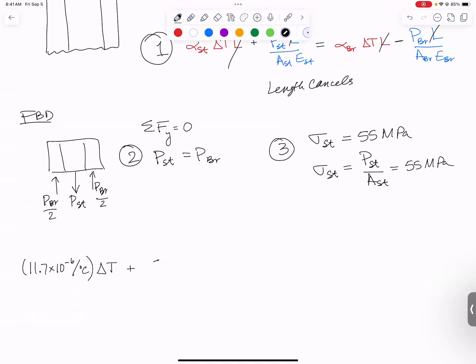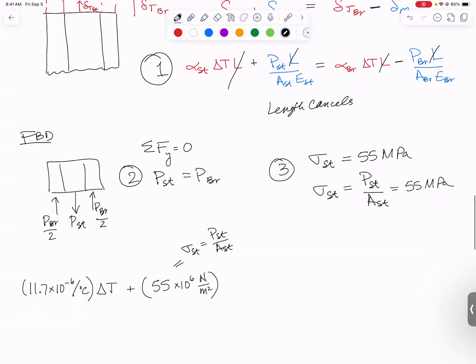So let's plug it in. 55, a megapascal is times 10 to the 6th newtons per square meter. This is the stress in the steel, which is P steel over area steel. And what else is in that part of the equation? I already canceled out the length. I just used P over A, so I just need to divide it by Young's modulus of the steel, which is 200 times 10 to the 9th newtons per square meter. That's the whole left-hand side of the equation.